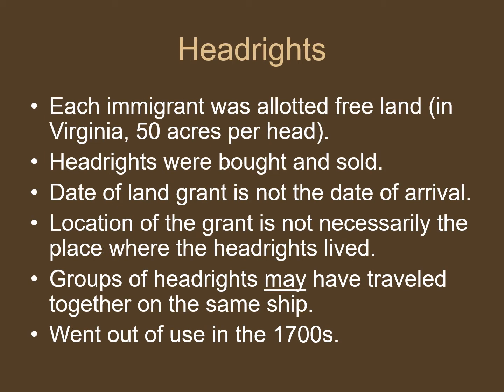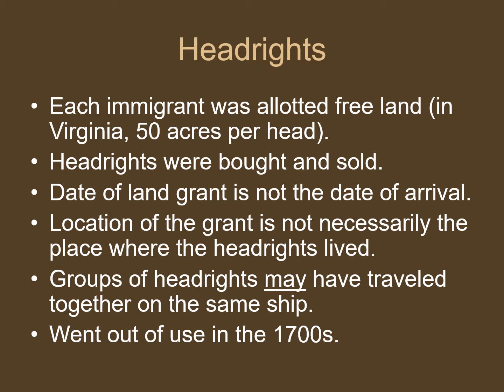So what is a headright? The headright system was set up to encourage immigration to America. Each immigrant was entitled to free land. Many poor immigrants gave up their headright to pay for their transportation. Headrights were a valuable commodity and could be bought and sold, though the names of those transported are usually recorded on them. The date the land grant is issued is not the date that the ship arrived.